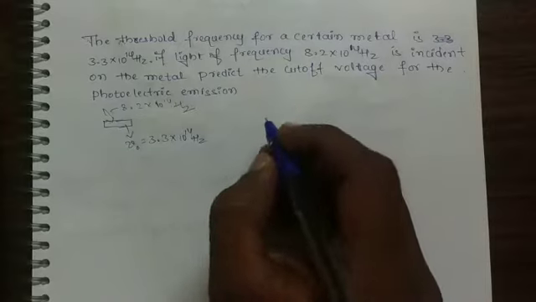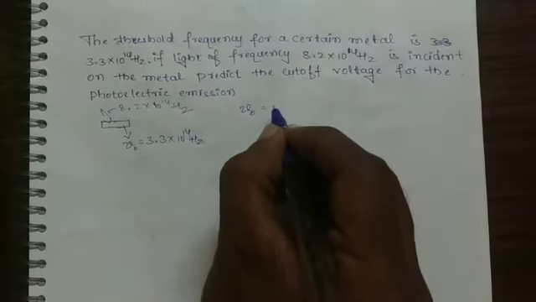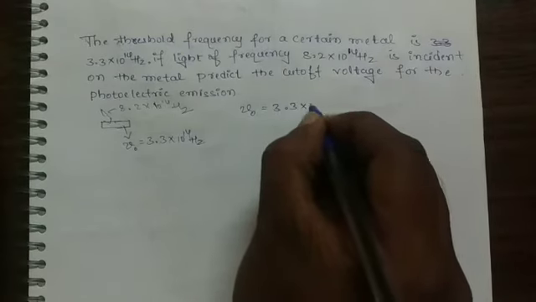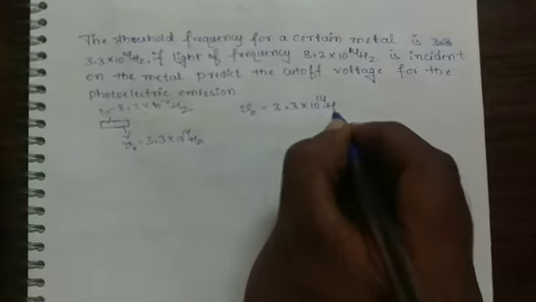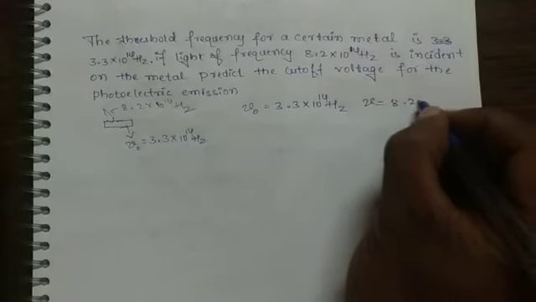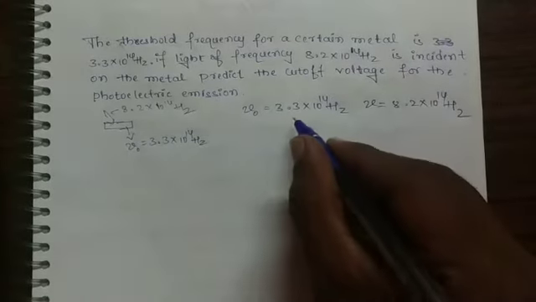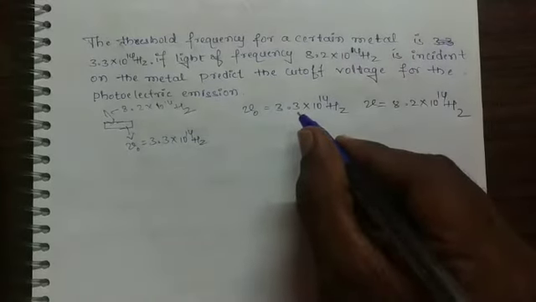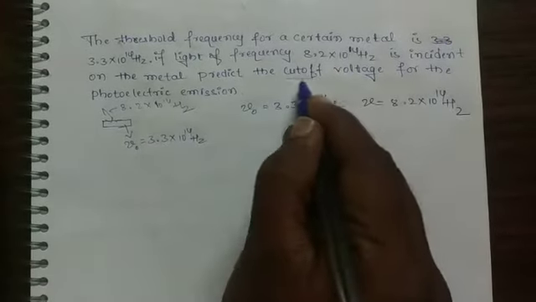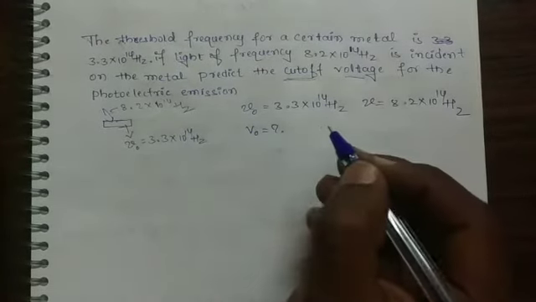Yes, so here the first one, the given data: the threshold frequency nu naught is 3.3 into 10 power 14 Hz, and the applied frequency nu is 8.2 into 10 power 14 Hz. This one is the applied frequency and this one we consider the threshold frequency, and here we want to calculate the cutoff voltage. Cutoff voltage means the stopping potential.